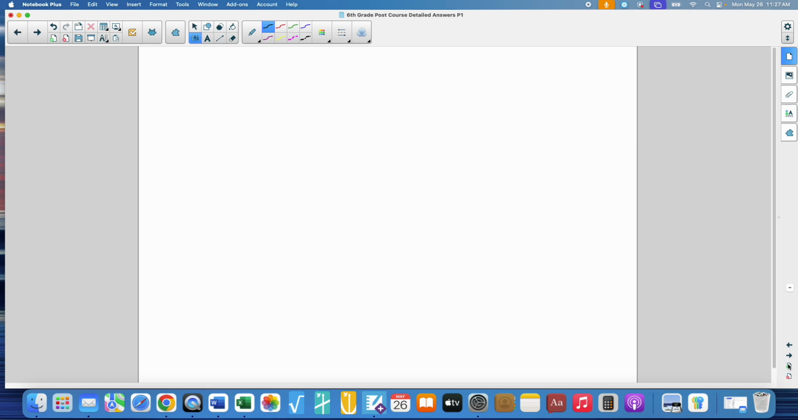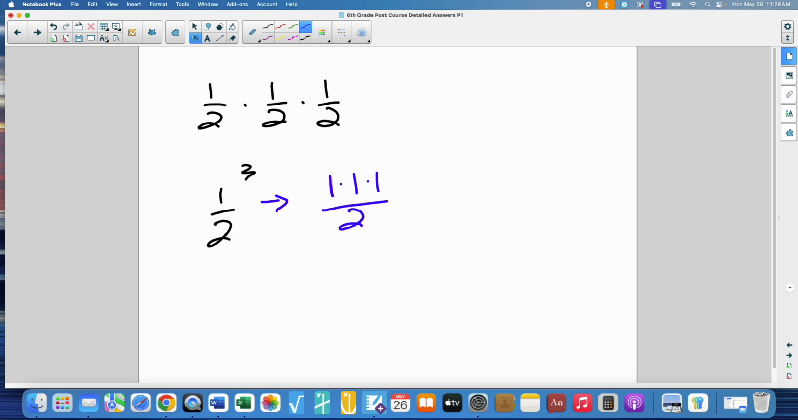The tricky part is when they do something like this: 1/2 times 1/2 times 1/2. This time the base is 1/2, but the mistake that students make is they write it in this manner. That's not what that says. What this equates to is 1 times 1 times 1 over 2. That exponent has a base of 1. Why didn't we include the 2? Because there are no parentheses. So we have to be very careful about that.